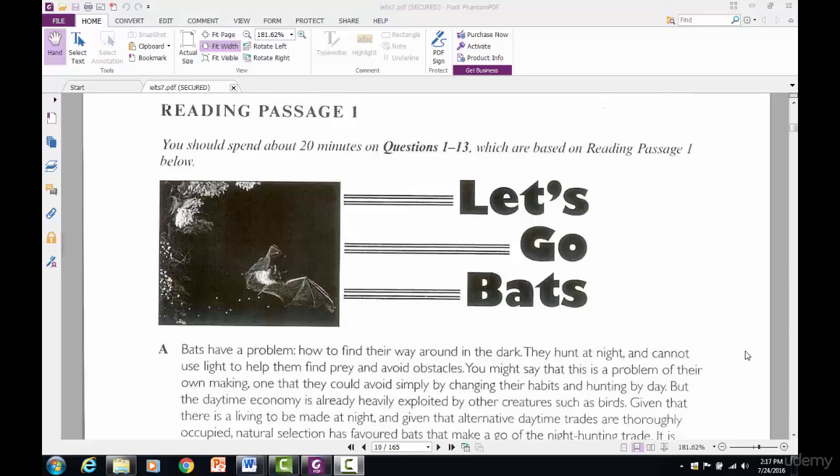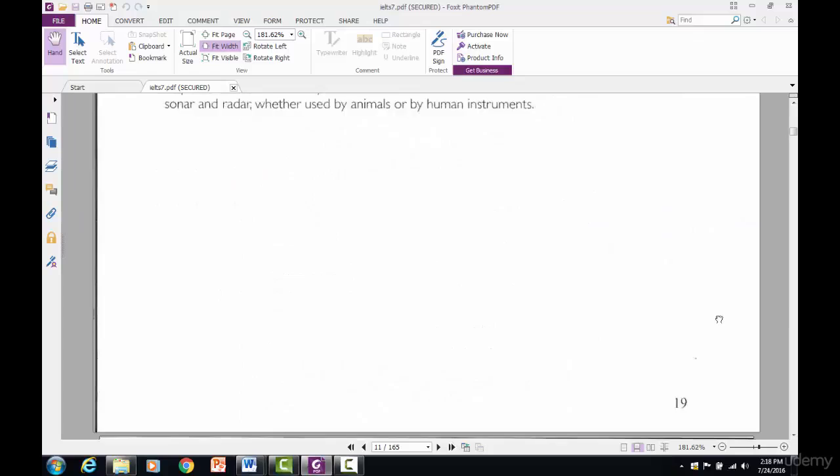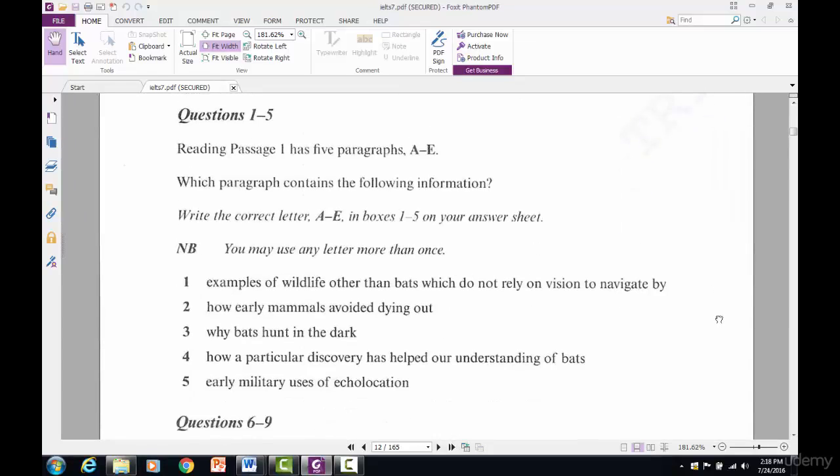Paragraph location. We just saw it in the previous example that I did. All right, so let's have a look here. Here we have a paragraph location question. Which paragraph contains the following information? Remember, like I said, our first step, we know we're not going to do the paragraph location question first. Here, the paragraph location question appears as numbers 1 through 5. Sometimes it can be numbers 11, 12, 13, 14. It could be at the end, or it could be in the middle. Most of the time it's in the beginning or at the end.